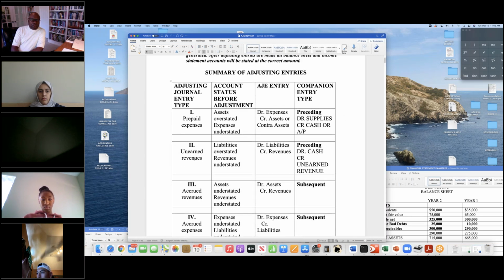Now, we started with unearned revenue, and we said adjusting journal entry type 2. We said that this was probably the easiest adjusting entry. There's a preceding entry where you receive cash. Then at the end of the period, you make the adjusting entry because you have performed the services. In the preceding entry, unearned revenue is a liability. Your goal is to get your services done and convert that liability to revenue.